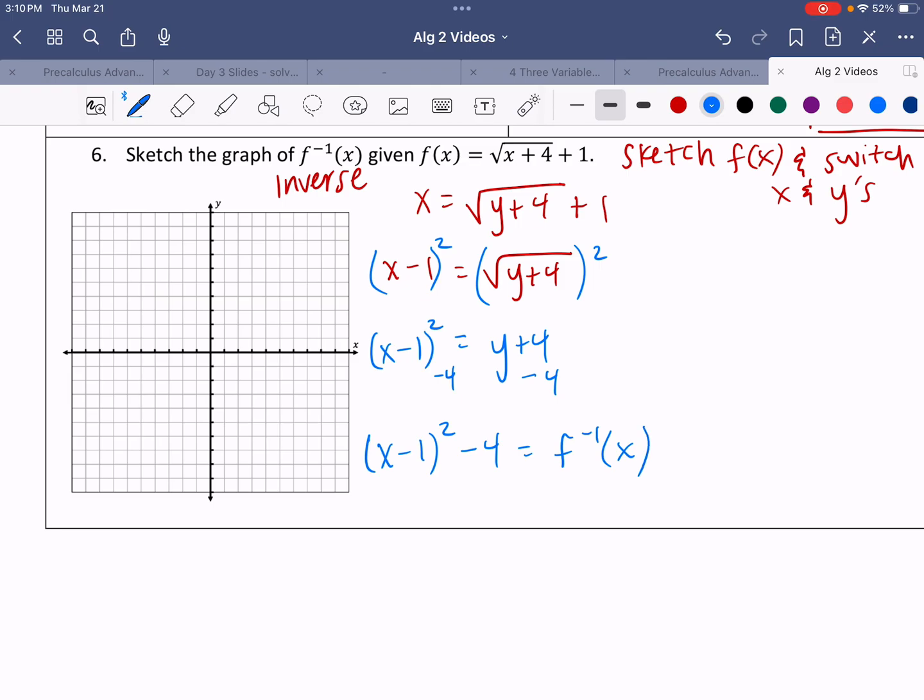But technically, this is a full parabola. And we know that doesn't pass the horizontal line test. So since you were given a positive square root at the beginning, it corresponds with the right side of the parabola.